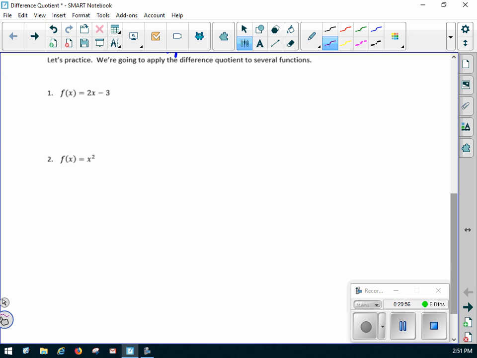We've got a function f of x equal 2x minus 3. What's that look like? If we graphed it, linear, y-intercept is negative 3. Slope is 2. Good. Now, what we are going to do is we are going to apply the difference quotient to that function.